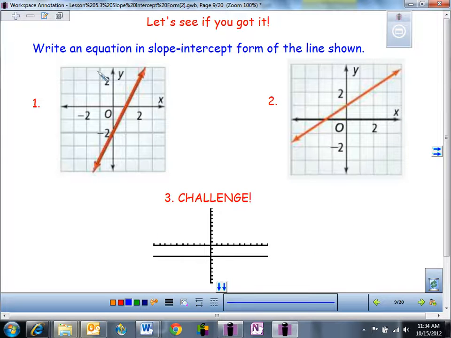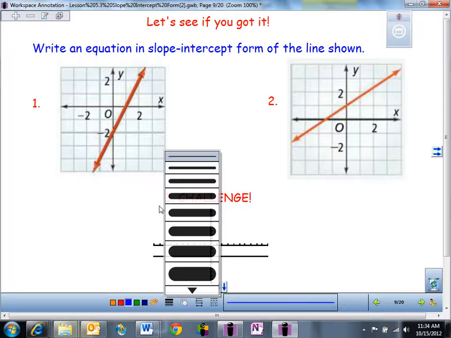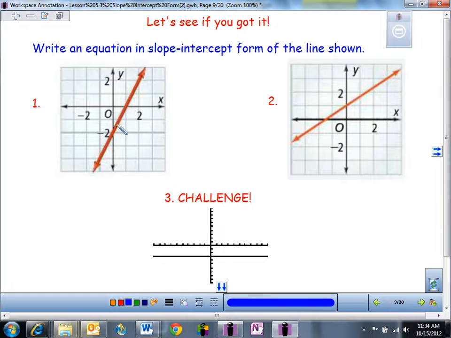Let's see if you got it. Write an equation, slope-intercept form of the line shown. So why don't you take a minute or two and figure out what's going on. You want to probably pick some points first. I would try to pick integers, whereas if I put a dot here, that would be at a decimal or a fraction at 1.5. So you should be working on those right now.